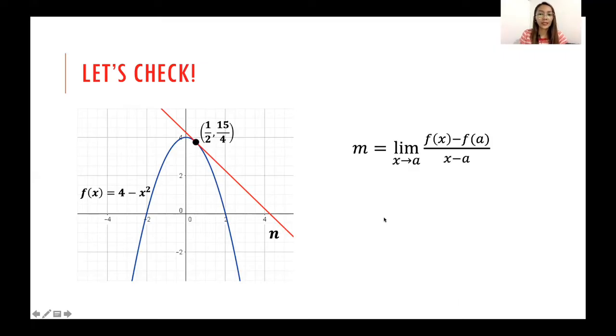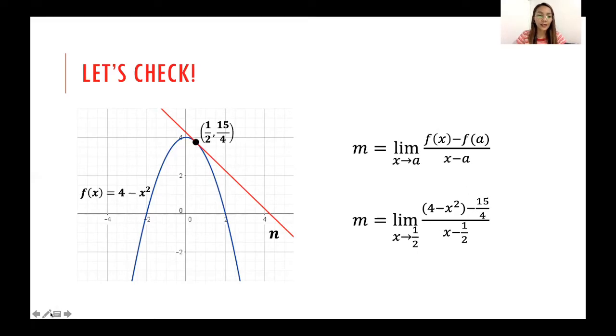Okay, now we can substitute. In the given definition, we have m is equal to the limit of f of x minus f of a over x minus a as x approaches a. So substitute na natin, we have m is equal to the limit of the quantity 4 minus x squared minus 15/4. Okay, so ito si f of x natin, 4 minus x squared, and f of a natin is 15/4 over x minus a, our a is 1/2.